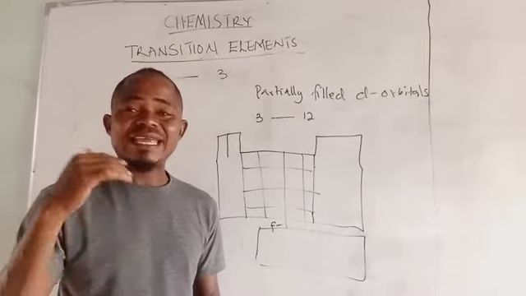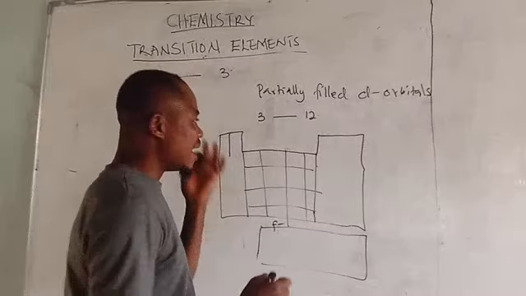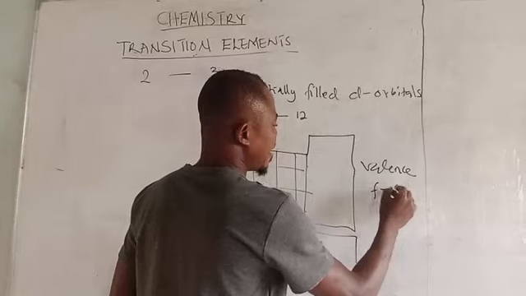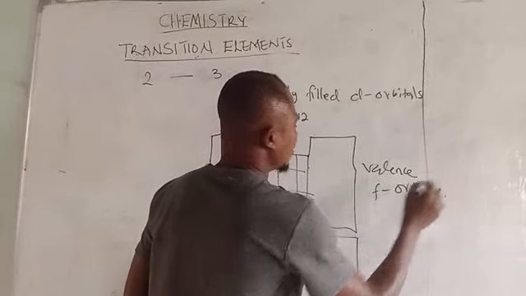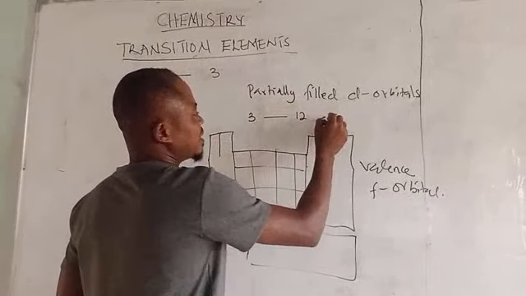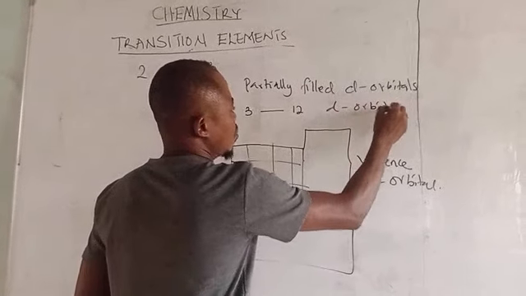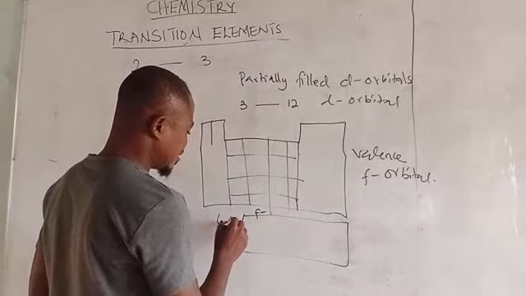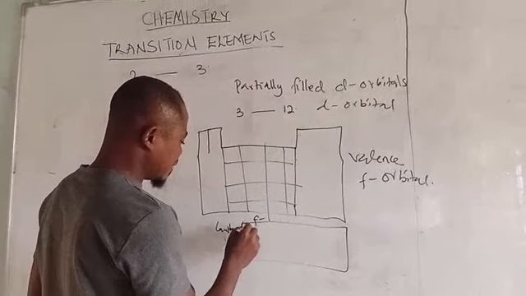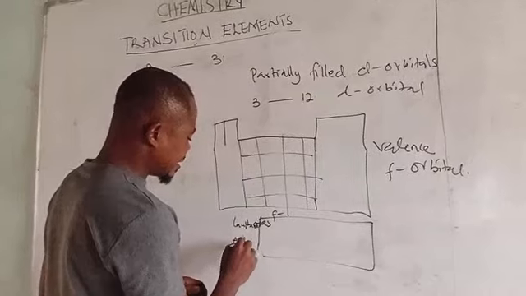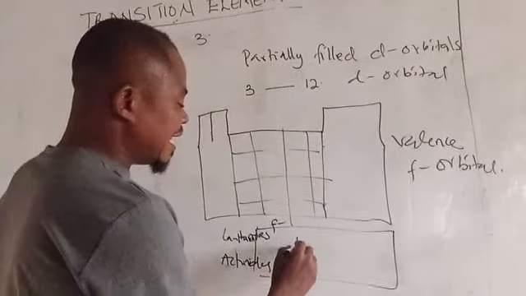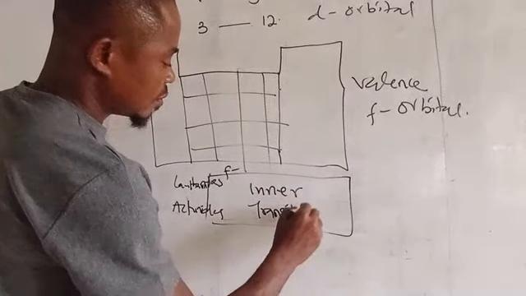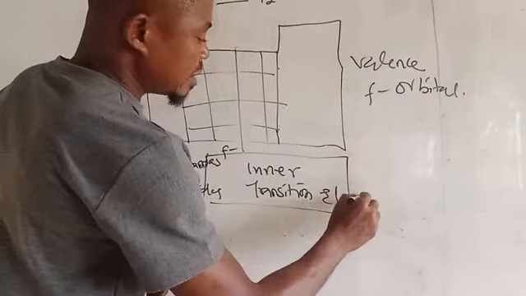Now, we also have here the F block elements, which are part of the transition elements, and they are referred to as the inner transition elements because they have their valence electrons in the F orbital, while the transition elements have their valence electrons in the d orbital. The lanthanides and the actinides make up the inner transition elements.